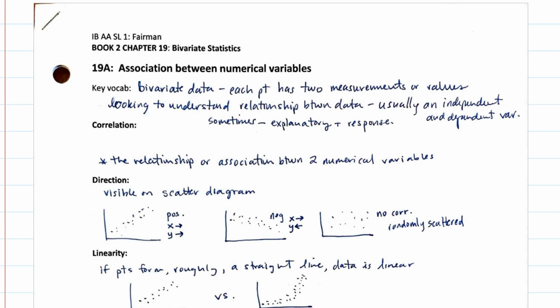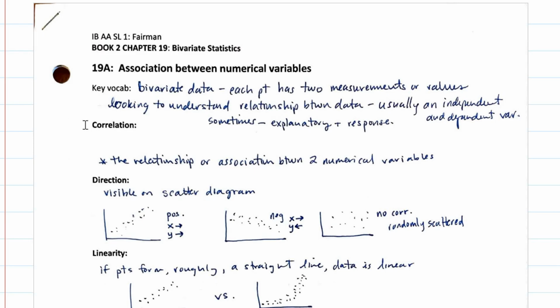So first things first, this whole chapter is about bivariate statistics, which means data that is associated with each other. So bivariate data, each point has two measurements or values, and you are looking to understand the relationship between the data. Usually there's an independent and a dependent variable, but sometimes it's an explanatory variable and a response variable.